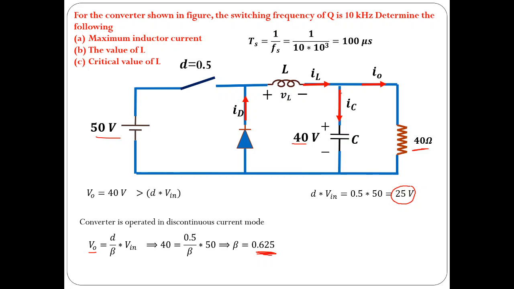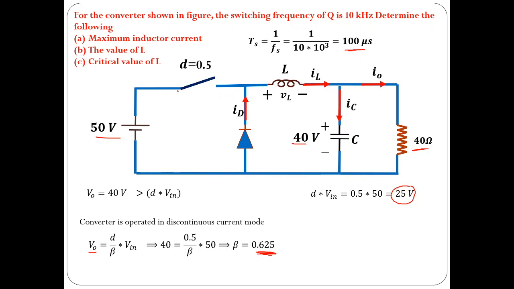And what is the time period to complete one cycle? That is 100 microseconds. Duty ratio is 0.5, so 0.5 into 100 is equal to 50. So for 50 microseconds we are going to keep this switch on, and for the remaining 50 microseconds we are going to turn this switch off. We are going to isolate this switch.